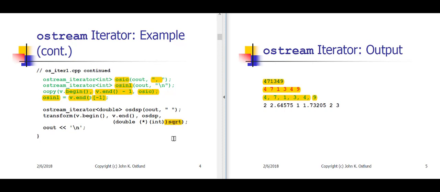But this time, instead of writing the square roots of the vector elements into a deque containing doubles, I'm going to set up an ostream for doubles separated by spaces. So this is of type ostream_iterator<double>. And when I do this transform and have the output go to the ostream_iterator, I get the square roots of the values in v displayed to my screen.